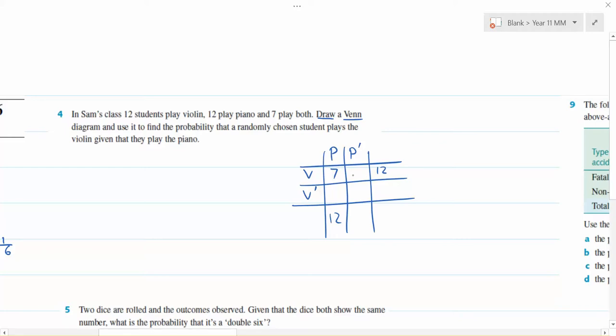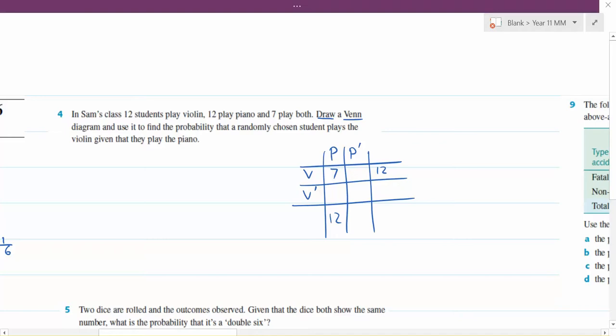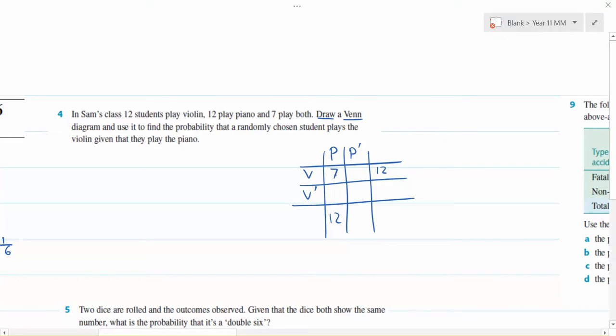So in this case, we know the number of students. I'm going to do it in red so you can see. The number of students who don't play piano but do play violin has to be 5 there. 7 plus 5 gives you 12. And similarly, the number of students who play piano but don't play violin also has to be 5 there. Which isn't really helpful because I won't know how many students don't play piano and how many don't play violin if they don't tell me the total.